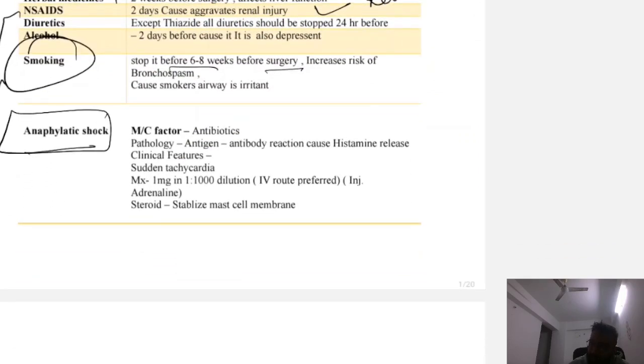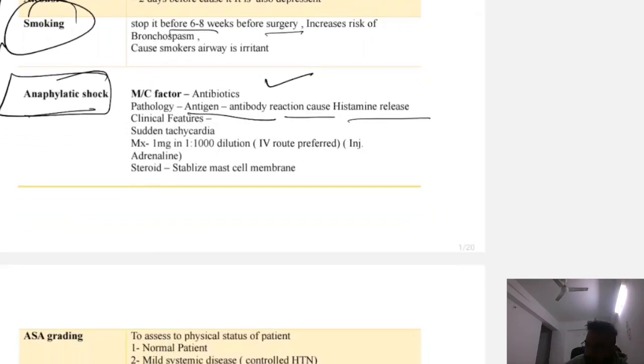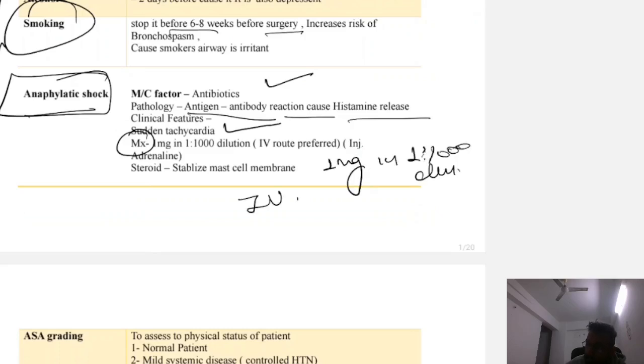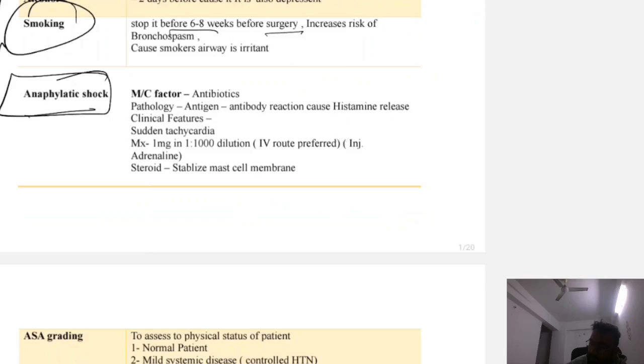Next topic is anaphylactic shock. We have learned anaphylactic shock in pathology also. The most common cause is antibiotics. It is due to an antigen antibody reaction which causes histamine release. The patient will have sudden tachycardia. How will you manage this patient? By giving 1 milligram in 1 in 1000 dilution. IV route is preferred. Injection adrenaline is given. Okay, so this is the management for anaphylactic shock.